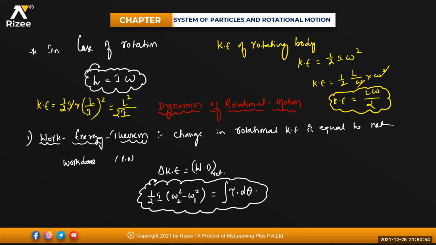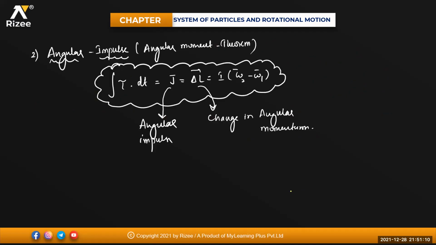Okay, like that also I can write it out. Work energy theorem: change in rotational kinetic energy is equal to the net work done. That means half of I into omega 2 square minus omega 1 square is equal to the integral of tau into d theta. The same way, angular impulse: integral of tau into d theta is equal to how much, beta? Angular impulse is also equal to the change in angular momentum, that is I into omega 2 minus omega 1. Clear, beta?